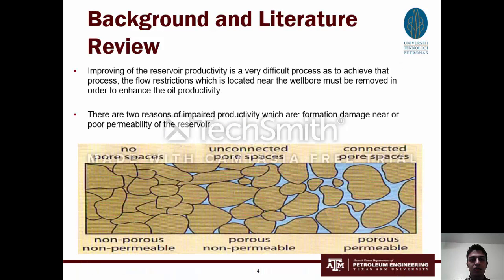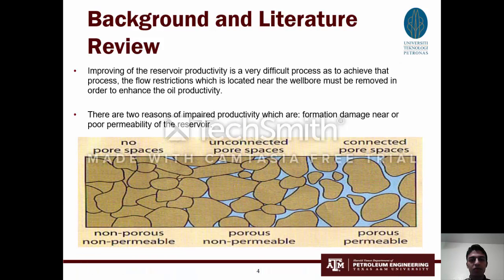Background and literature review. Improving reservoir productivity is a very difficult process. To achieve that, the flow restrictions located near the wellbore must be removed in order to enhance the oil productivity. There are two main reasons for impaired productivity, which are formation damage near the wellbore or poor permeability of the reservoir.